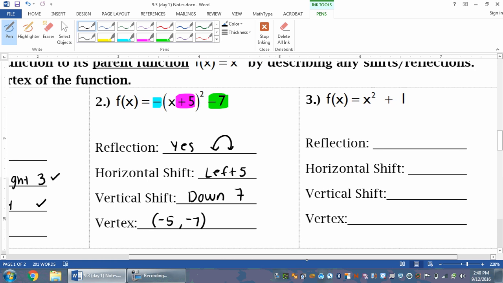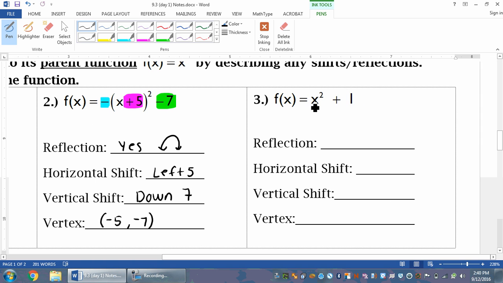All right, let's move on to 3. Notice that there's no negative sign in front, so there would not be a reflection. So you notice there's no parentheses here. There's just a plus 1. Remember, what happens inside the parentheses is the horizontal shift. You notice I could put x plus 0. So is there a vertical or horizontal shift? Nope. There's just a vertical though.